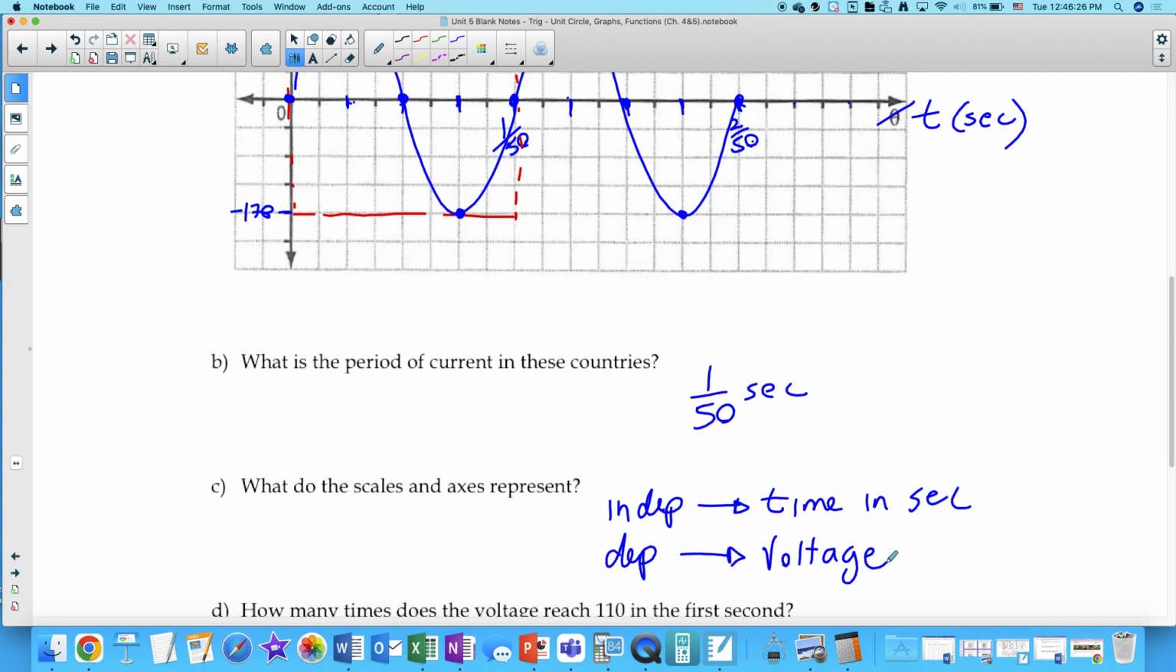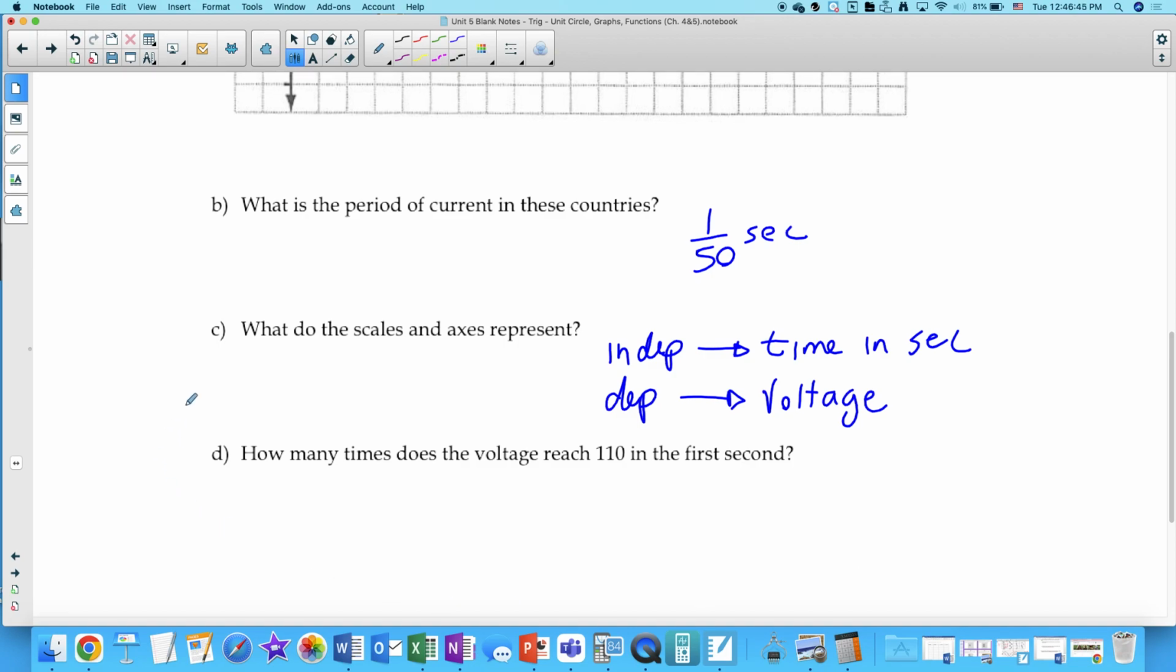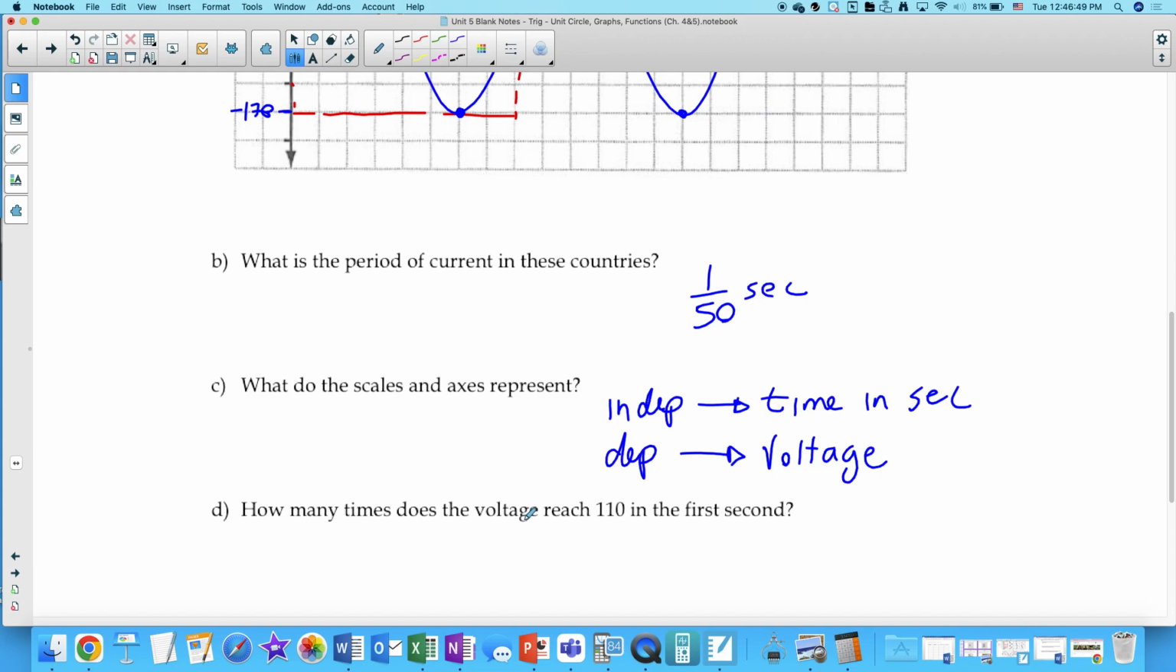So we've talked that through already, right? What I do is I figure out my period and then I build my scale off of that. And I figure out my max and min, same sort of thing. Okay? All right, now, this is an interesting question. How many times does the voltage reach 110 in the first second?